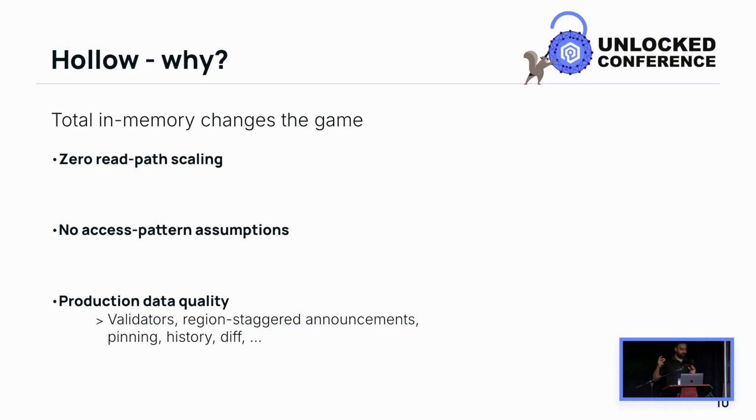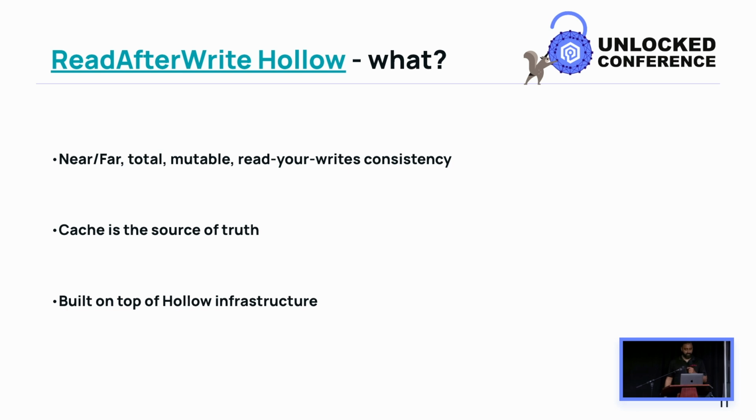This decouples the publisher and consumer teams, and data model and access pattern can evolve independently of each other without coordination between engineering teams. And finally, production data quality: validators, region staggered rollouts, version pinning, history diffs, all because the data set is versioned. But Hollow consumers can only read. The next question is, what if I want writes? And that's where read-after-write Hollow, or raw Hollow, comes in.